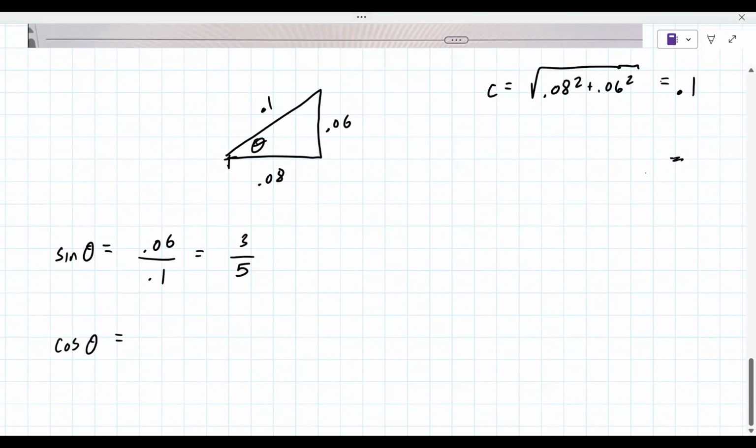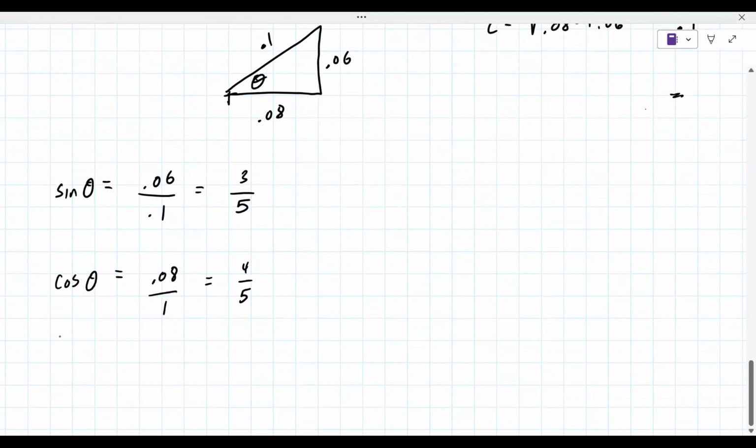Cosine theta is 0.08 over 0.1, which ends up being 4/5. And then tangent: there's a couple of ways to do tangent. It's opposite over adjacent, or you can do sine over cosine. They both give you the same result. You have to be able to do these without question, to just tug right through those.